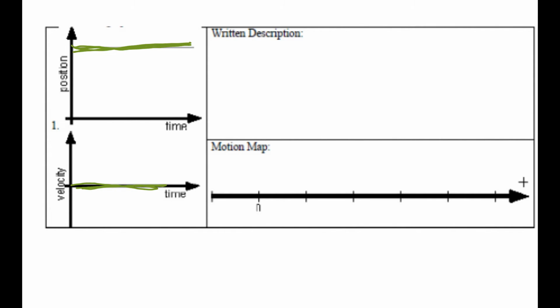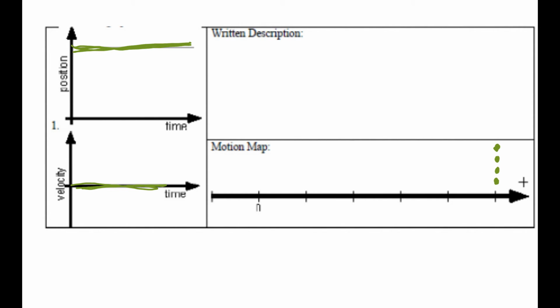And if we were to draw a motion map, we would draw dots, and as you can see, there's no arrows on those dots, and it's staying still. So that's how it would look. So there's our position time graph, our velocity time graph, and our motion map. So the next thing we have to do is include a written description. To include a written description, we need to say what the object is, where the object is, how fast it is going, and how long it is doing it.